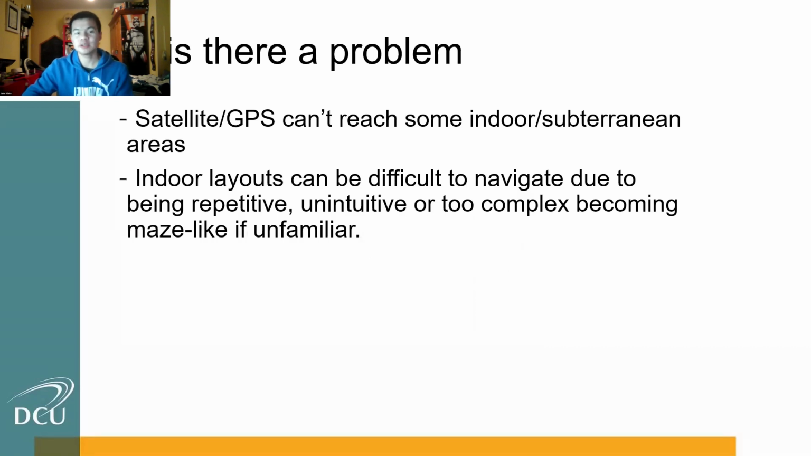Satellite or GPS can't reach some indoor subterranean areas. This can be because they're underground and the signal can't reach, or the signal is too weak and will give a bad reading and a bad location. Indoor layouts also can be quite difficult to navigate due to being repetitive, unintuitive, or just too complex, making it easy to get lost because of how maze-like they are if you're unfamiliar with them.